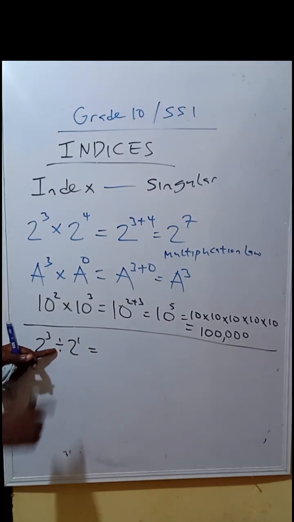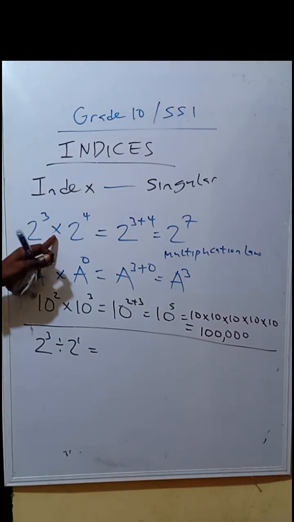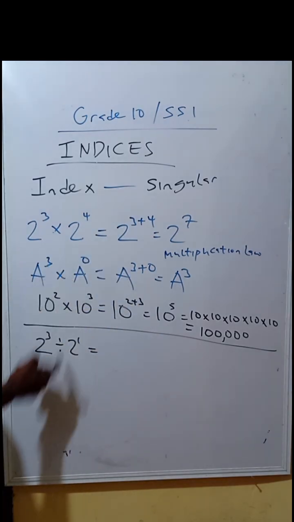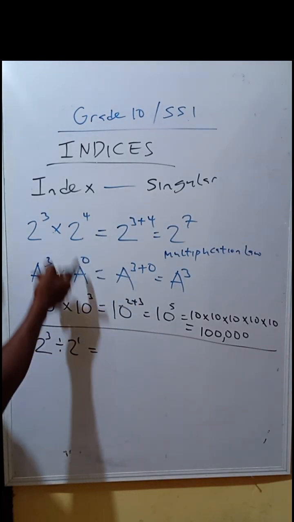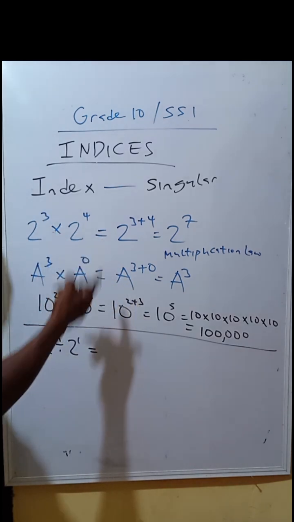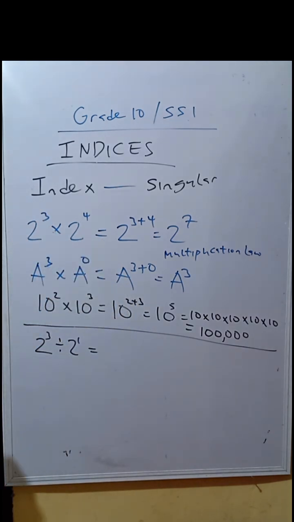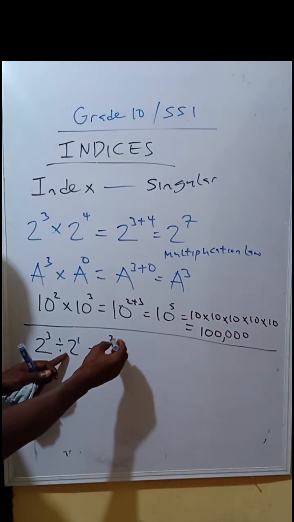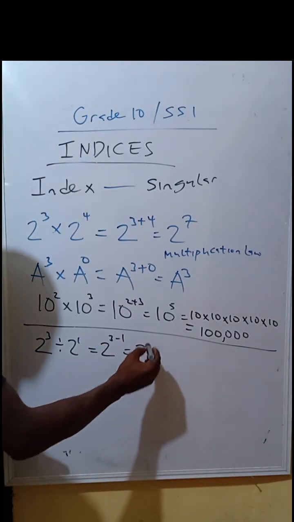So division here, unlike multiplication where you add the power, here you subtract the power. Division is the opposite, or the reverse, of multiplication, just as addition is the reverse of subtraction. You can use that to memorize it. 2 raised to power 3 minus 1, which is 2 raised to power 2.